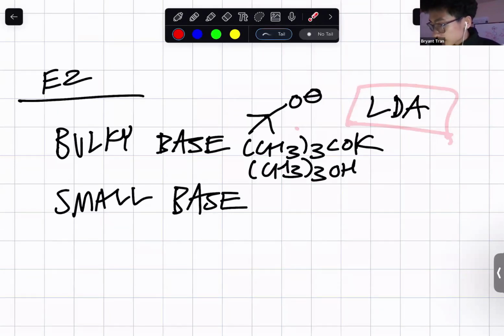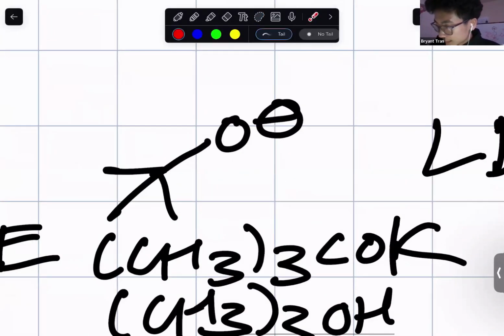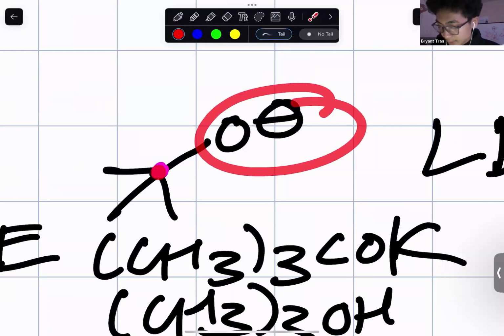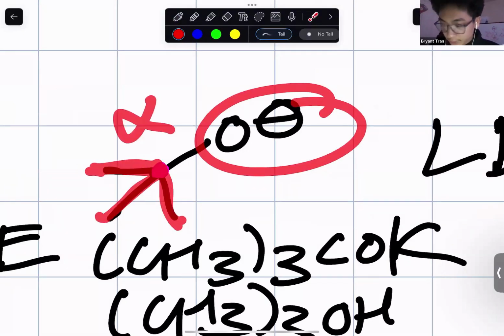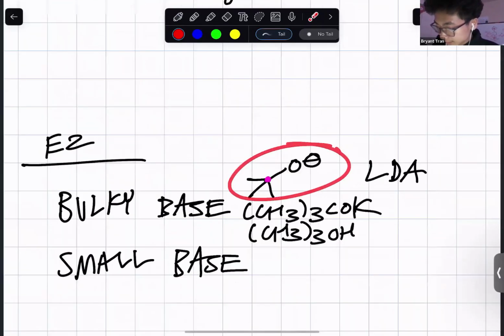So tert-butoxide here is bulky because this O- here is our base. If you look at the carbon holding the O- right there, there are three branches coming out of it. 1, 2, 3. Three substituents coming out of it. That's what makes it bulky, very hindered, very crowded. So this is considered a hindered bulky base.